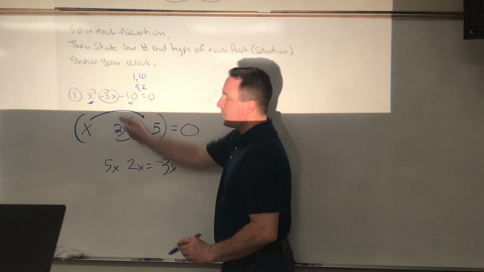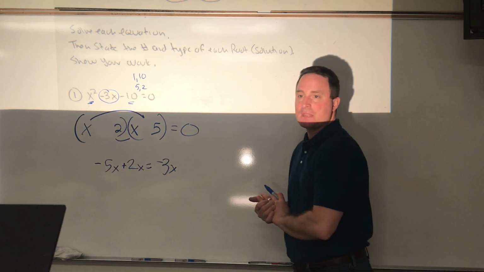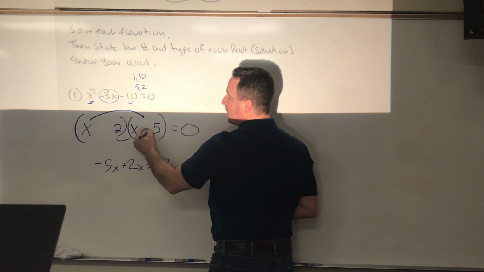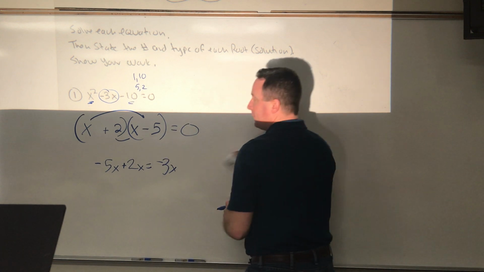Can I get -3 using those numbers? I think I can if the 5 is negative and the 2 is positive. -5 plus 2 is -3. So here's where the 5 came from, it's negative. There's where the 2 came from, and it's going to be positive.